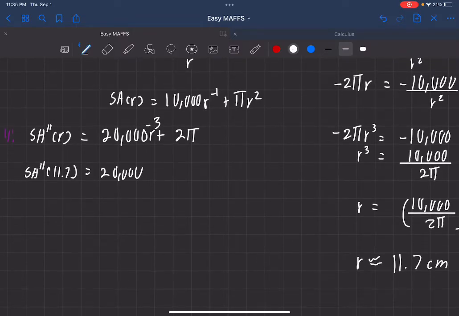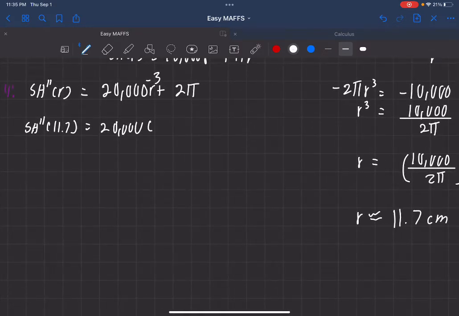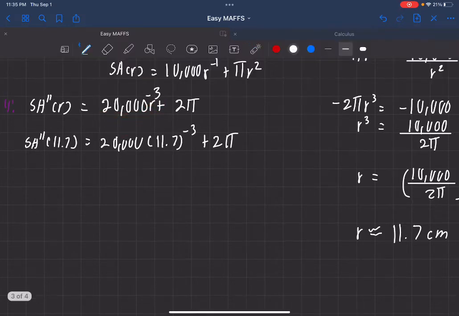Sorry, I meant to write r to the negative 3 times 11.7 to the negative 3 plus 2 pi. And we could simplify this, right? We can write it as r to the third, but there's really no need for this part of the question. So let's just plug this into our calculators. And if you plug that into your calculator, you should get a value of approximately 18.77. And we don't care about the value, we only care about the sign. And what we notice about this number, well, it is positive, therefore we are concave up.